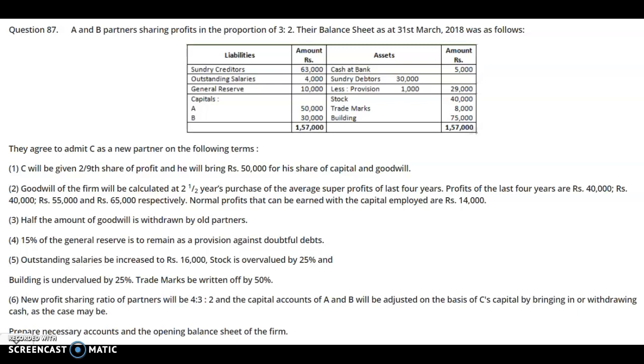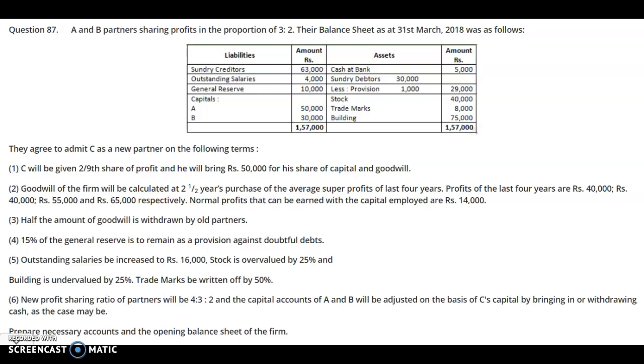Note it down that he is bringing a total of rupees 50,000, but it is not individually bifurcated how much is the amount of capital and how much is the amount of goodwill. He brings a total of 50,000, out of which we have to check how much is capital and how much is goodwill. That will be found out by calculating the amount of goodwill of the firm. Then half the amount of goodwill is withdrawn, that is through the bank, you already know.